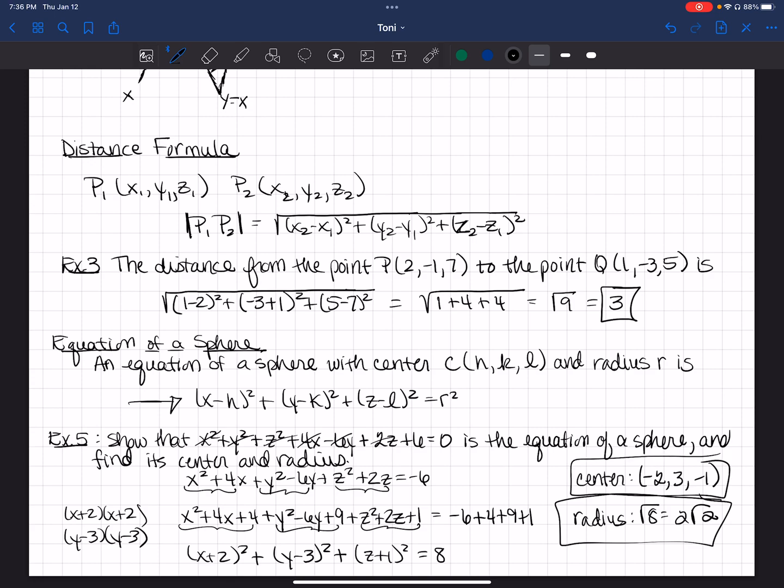And how I got negative 2, remember, this is really x minus negative 2 squared plus y minus 3 squared plus z minus negative 1 squared equals 8. That's where it has to be, in this form, okay? And that's where the negative 2 comes from, so you have the minuses; that's a positive 3, of course, and then that's a negative 1. That's why we changed the sign on that.